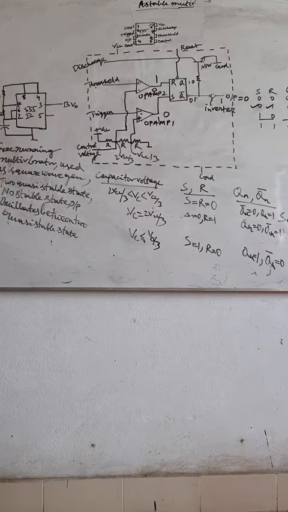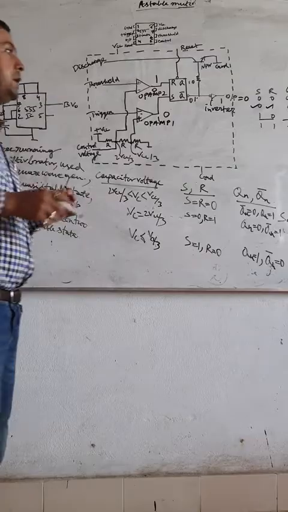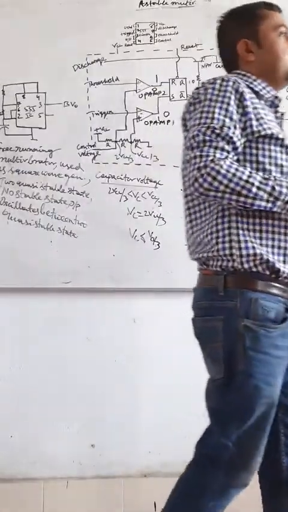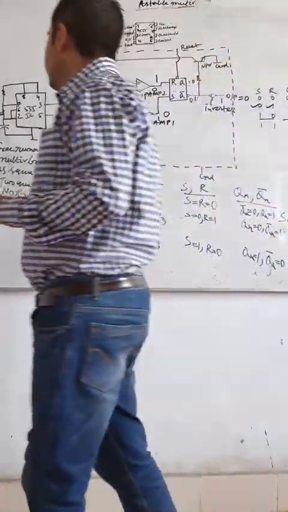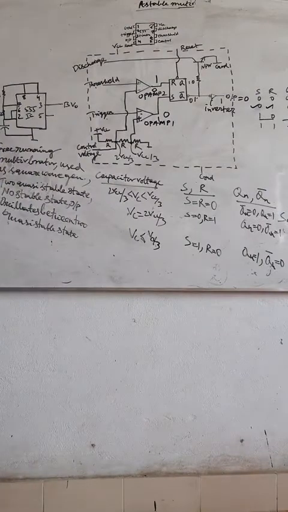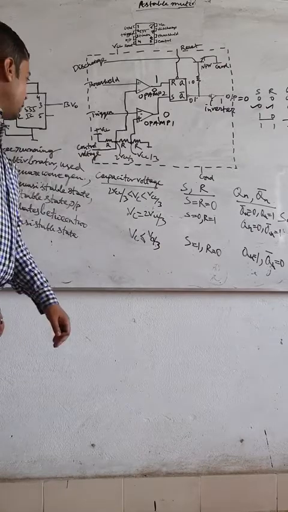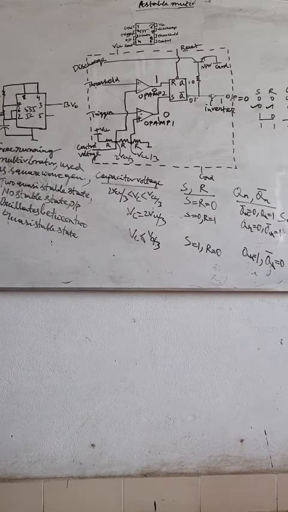No stable state, the output oscillates between these two quasi stable states. It is known as a free running multivibrator. It is used as a square wave generator. Two quasi stable states, no stable states, the output oscillates between the two states.